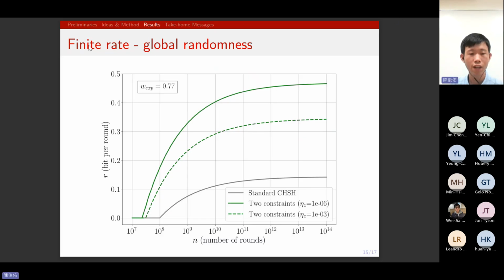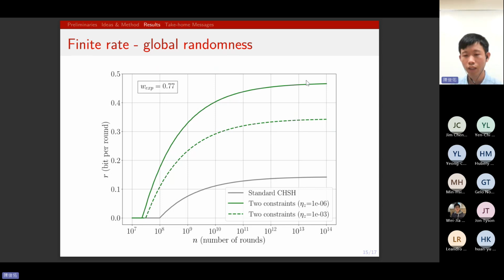So let's go to the finite rate case. For the finite rate, I only want to show the case for global randomness. Now the vertical axis is the finite rate and the horizontal axis represents the number of rounds. You can see that as the number of rounds goes from larger to smaller, the rate goes to zero, which means we need some minimal required number of rounds in order to have a non-zero rate.